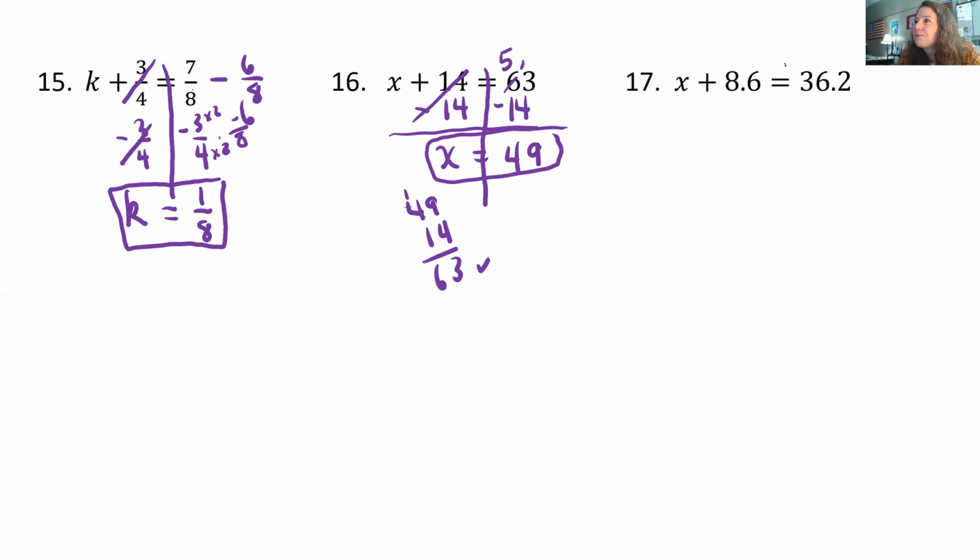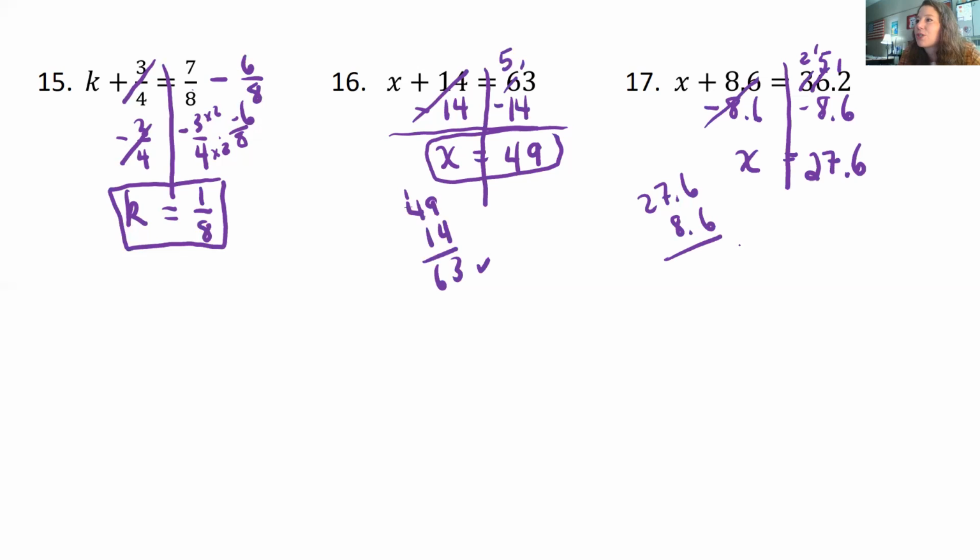Number 17, I want x by itself. I see plus 8.6. I'm going to subtract 8.6 from both sides. So that's gone. I'm going to borrow, make that a 5, make that a 2. So 12 minus 6 is 6. 15 minus 8 is 7. And then I bring down my 2. So then double check, does 27.6 plus 8.6 equal 36.2? 6 plus 6 is 12. 8 plus 8 is 16. 36.2, yes. So my answer is correct.